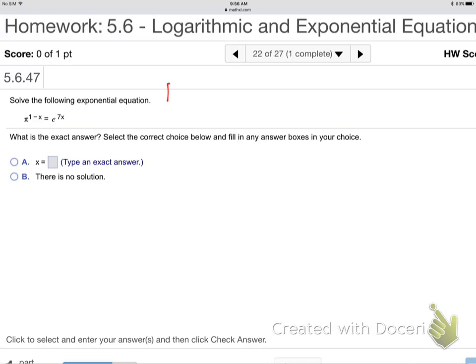116. Okay, so pi to the 1 minus x equals e to the 7x. X in power. Take ln of both sides. You know the deal, right? Take ln of both sides and bring those powers down.